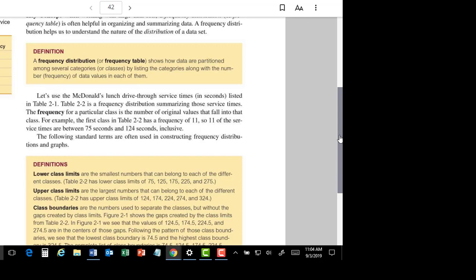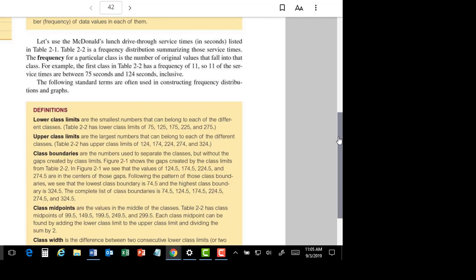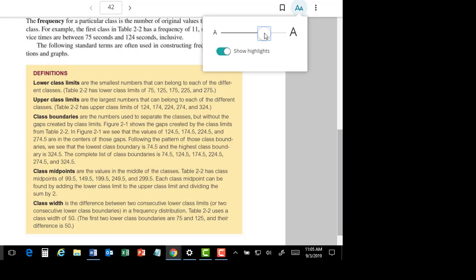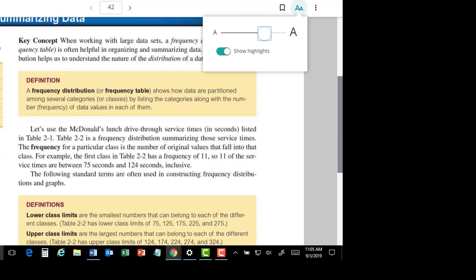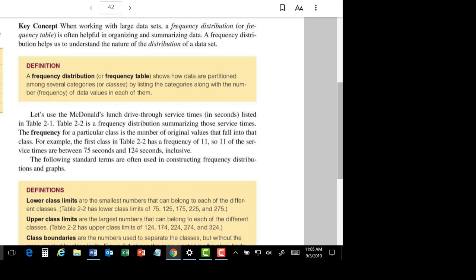Now, here's some definitions for you. I'm not sure if you can see that. Is the print big enough? Can you see it? I guess you can't. Okay. So, frequency distribution and frequency table. That's what we'll do.